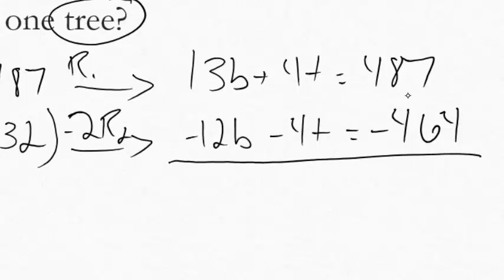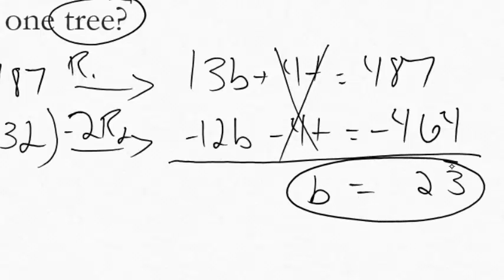So 487 minus 464, that gives us 7 minus 4, that's 3. 8 minus 6, that's 2. 4 minus 4 is 0. And the T's cancel. 13 minus 12 is 1. So we're going to have B equals 23. So the bushes cost $23.